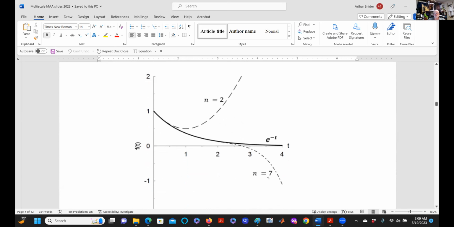If you take a 7-term polynomial approximation to a decaying exponential, it goes negative after 3 time periods. A negative exponential never goes negative. If you're trying to model something which is always positive and your model goes negative, your solutions are going to be absurd.